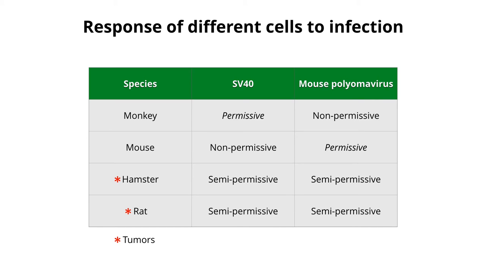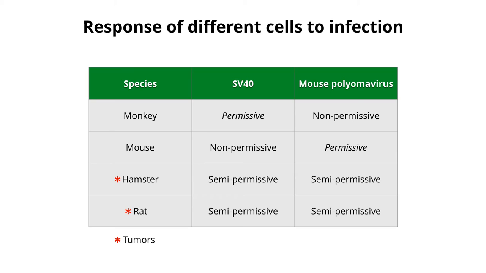It kills them. They're permissive. The virus gets in, it replicates, it kills the cells. Mouse polyoma virus, the natural host is mouse. Virus replicates in them. It's permissive, and it kills them. Mouse polyomavirus in monkey cells doesn't replicate. It's non-permissive. Same thing with SV40 in mouse cells, non-permissive.